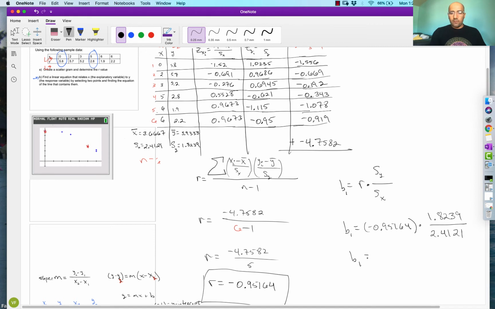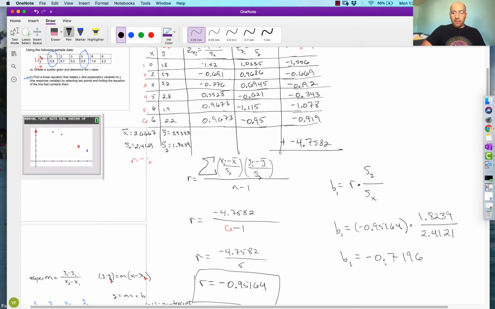Okay, so let me just type that in my calculator. That's 1.8239 divided by 2.4121 times negative 0.95164. That gets me a value of negative 0.7196, rounding to 4 decimal places. And once I have that value, then I can calculate the b sub naught value.